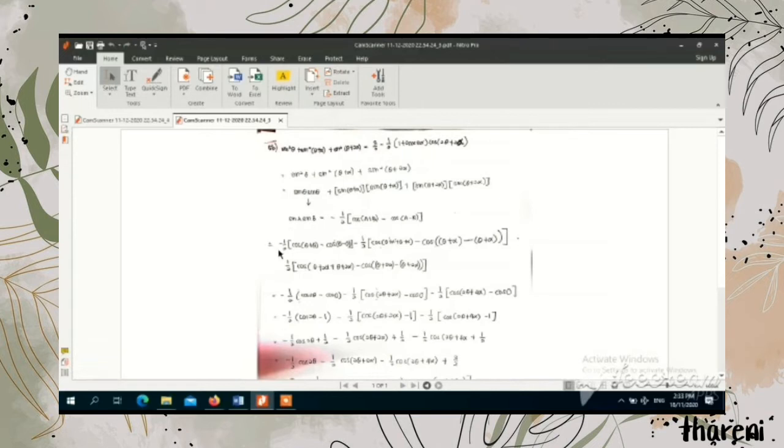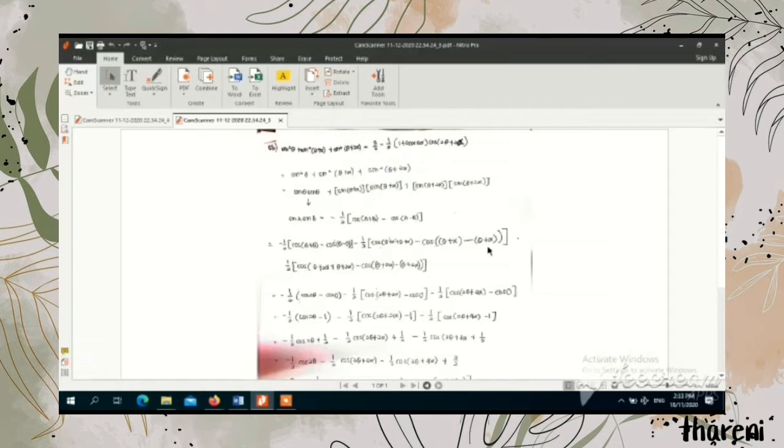And for this, when we substitute into the trigonometric identity, it will become negative 1 over 2 cos theta plus theta plus alpha minus cos theta minus theta plus alpha. And for this, when we substitute into the trigonometric identity, it will become negative 1 over 2 cos theta plus 2 alpha plus theta plus 2 alpha minus cos theta plus 2 alpha minus theta plus 2 alpha.